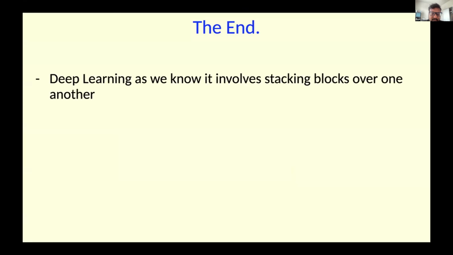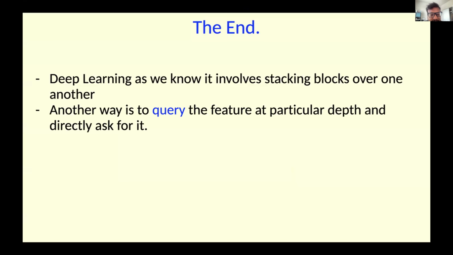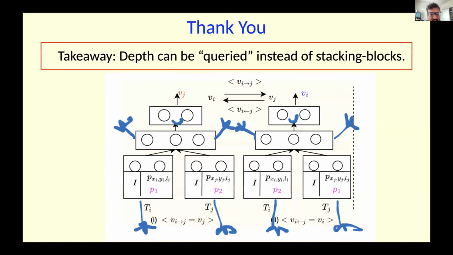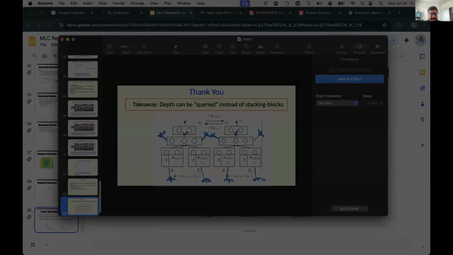So this is the key takeaway: deep learning involves stacking blocks over one another, and another way is that you can query the feature at a particular depth and directly ask the network for it. So there is no need to stack layers over one another anymore. And it might help make deep learning faster. I don't know whether it will replace deep learning. I don't think it will, but it might. But if you are given a sequential teacher, you could train this student to access any layer in constant time. And then theoretically you could roll it out on an edge device and it will help make it faster. So yeah, that's all I had.